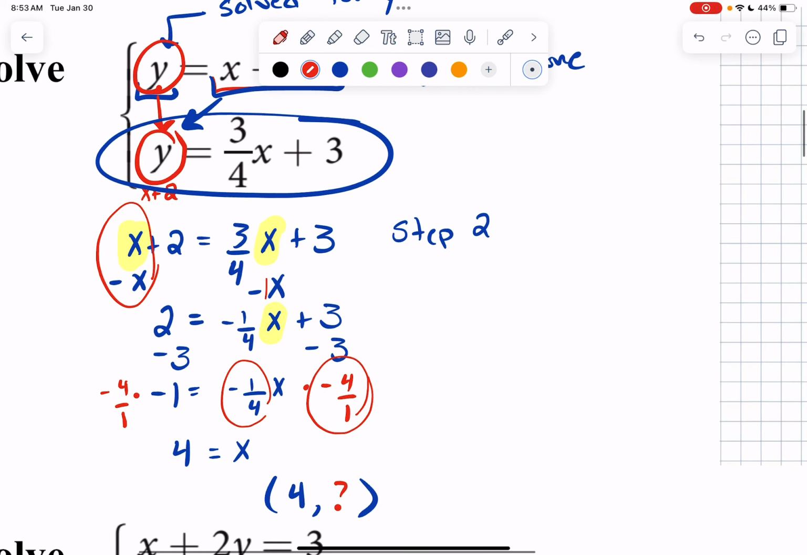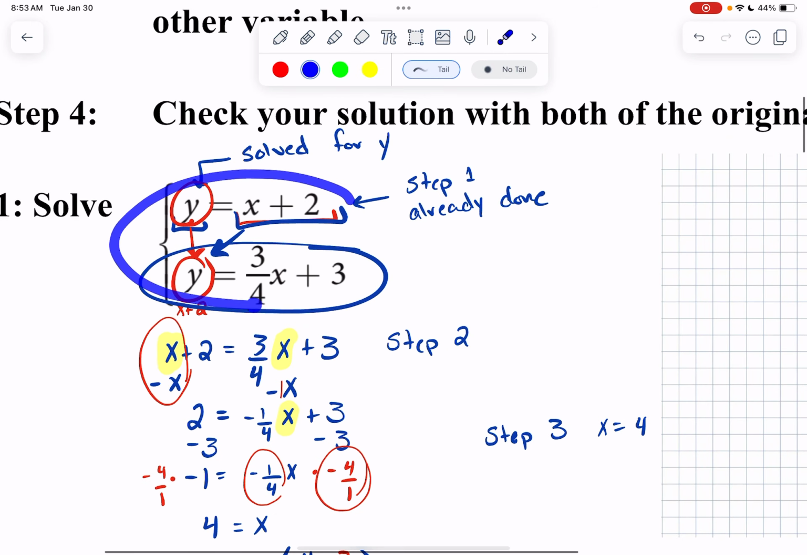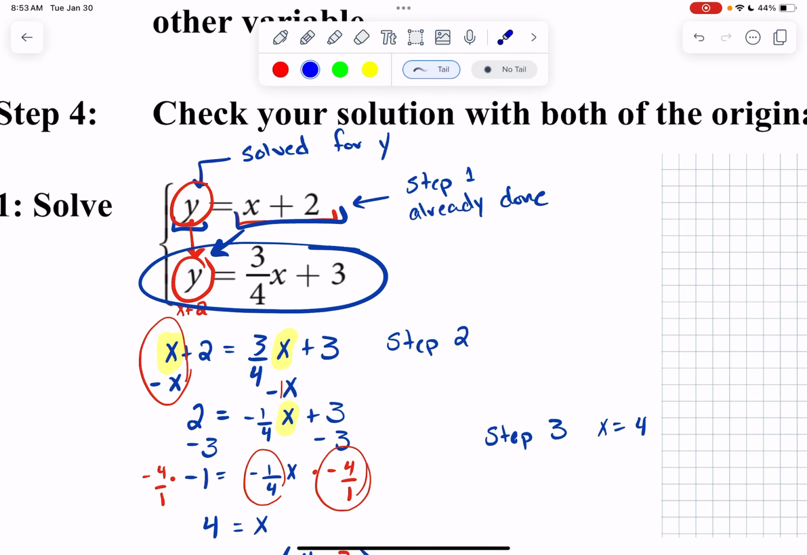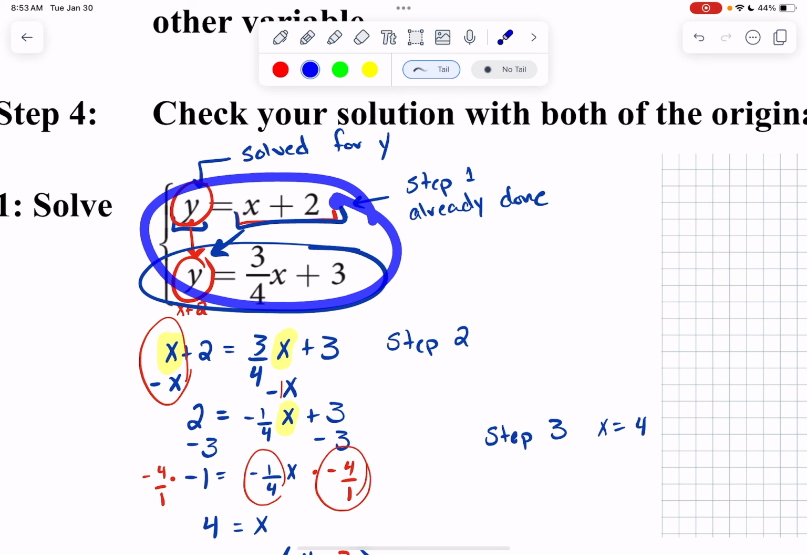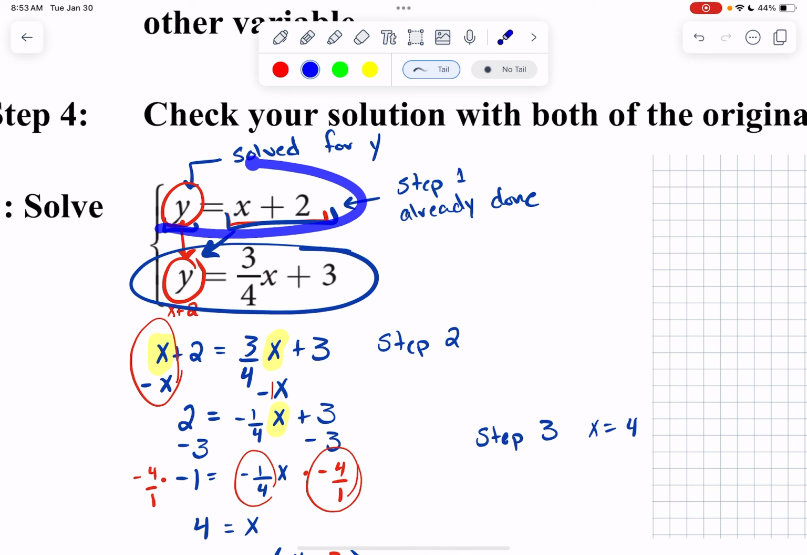So now for step 3, we'll put that over here. Here for step 3, I need to substitute. I know x equals 4. So I need to plug that back up in here for one of these two equations. You pick which one. It doesn't matter. This one's got a fraction, so that one's a little messy. So let's go ahead and put it in this one.